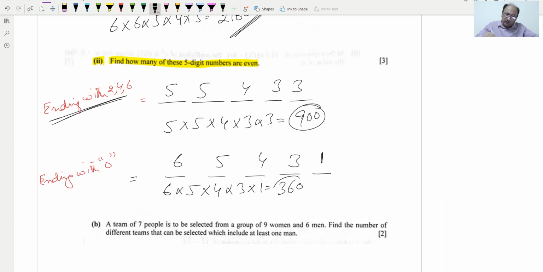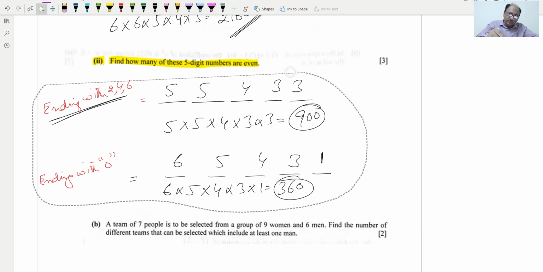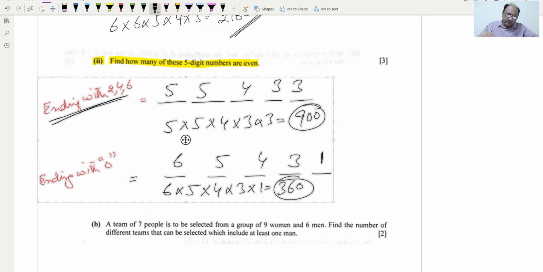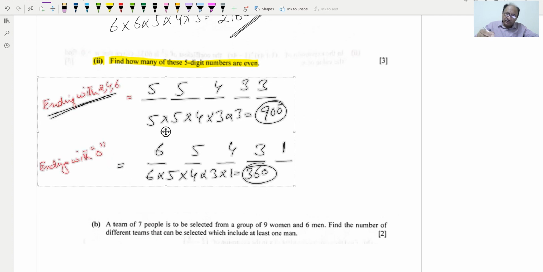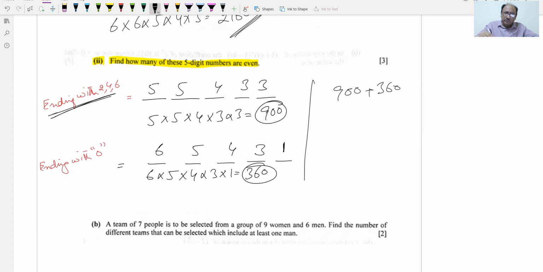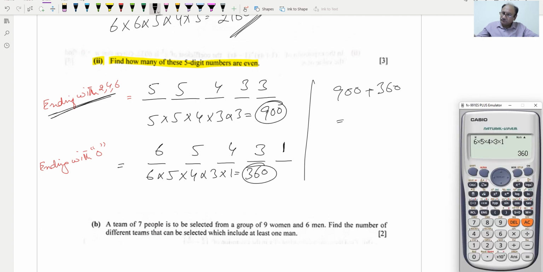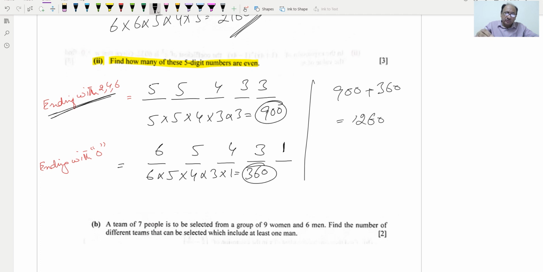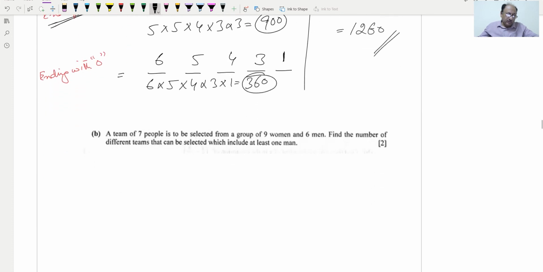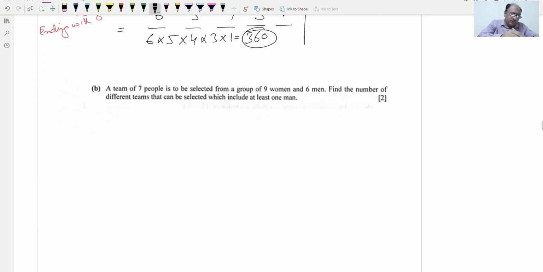So 360 options are these, and all these options all together we can add: 900 plus 360 will be equal to 1260. 1260 will be the options which are available for this one. Hopefully you understood this. Now the B part is a little tricky.